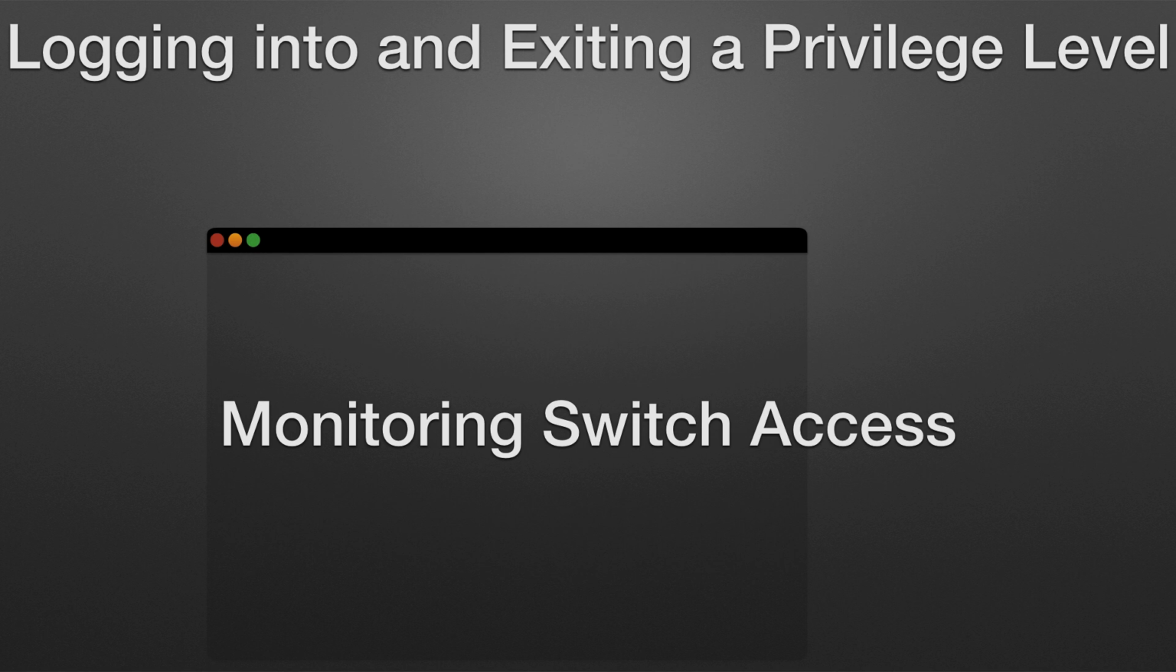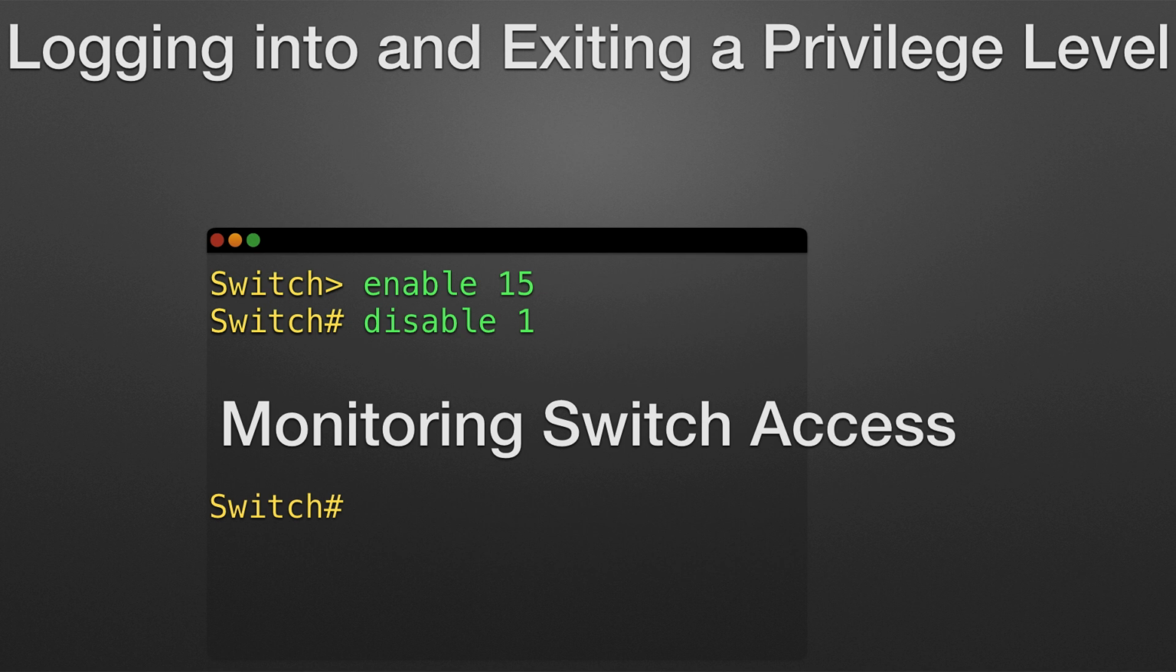Logging into and exiting a privilege level. Beginning in user exec mode, follow these steps to log into a specified privilege level and exit a specified privilege level. Logs into a specified privilege level. Following the example, level 15 is privileged exec mode. For level, the range is 0 to 15. Exits to a specified privilege level. Following the example, level 1 is user exec mode.